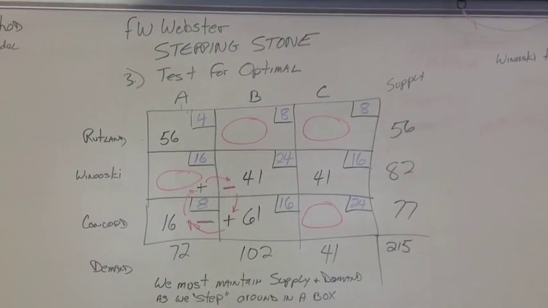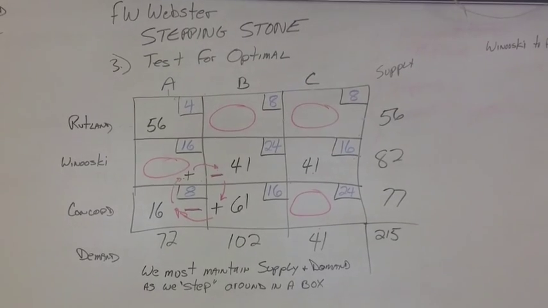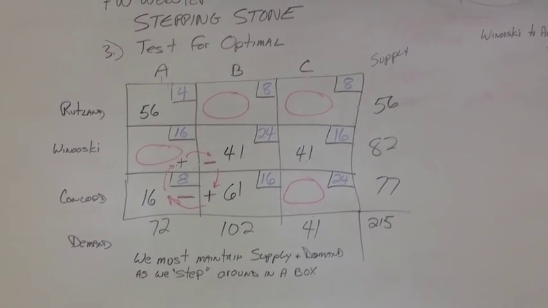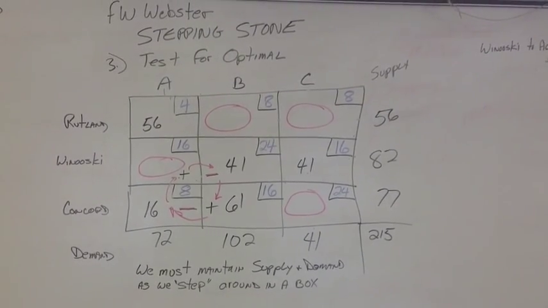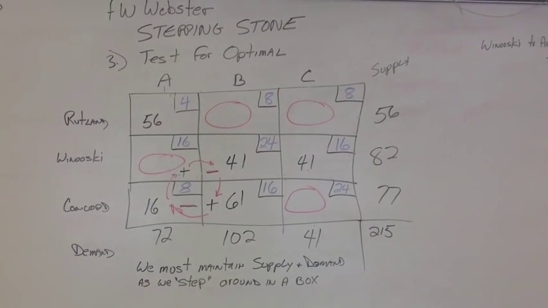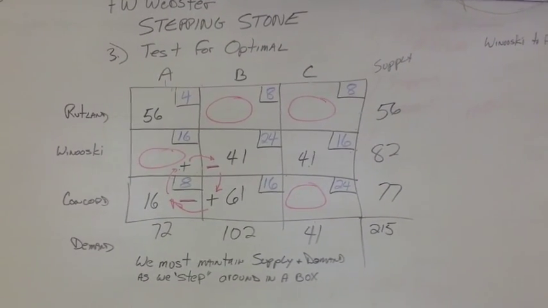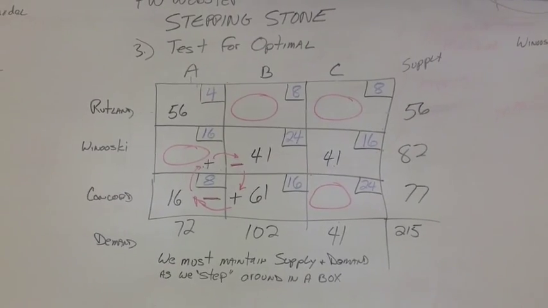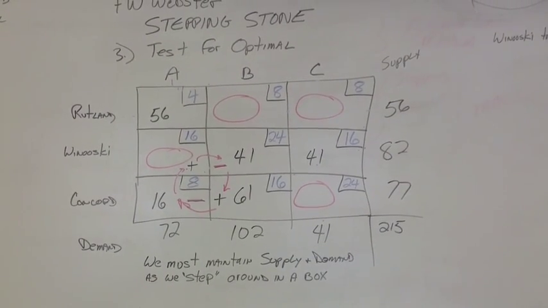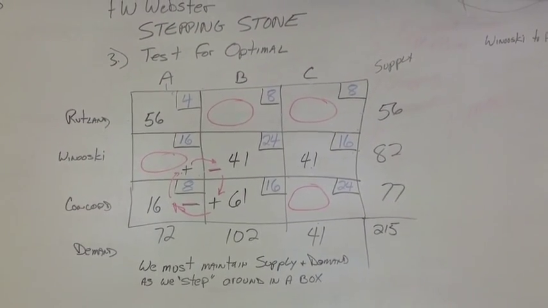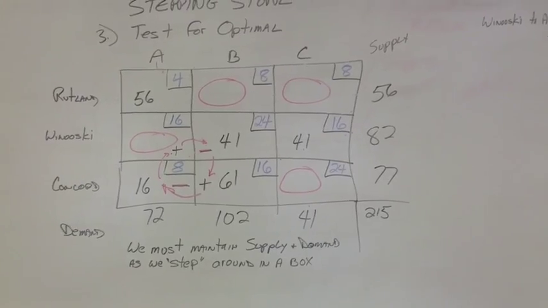I'm first going to try and step 1 unit in from Winooski to A to check to see if that will lower my shipping costs. You notice I've set up a box. Look at the pluses and minuses, because if I add 1 unit to Winooski, that would bring me up to 83 units of supply, and I only have 82 available, so I have to take 1 away from B. Same thing if I look at the demand for A. If I add 1 to Winooski, I have to take 1 away from Concord, so I maintain the demand of 72.